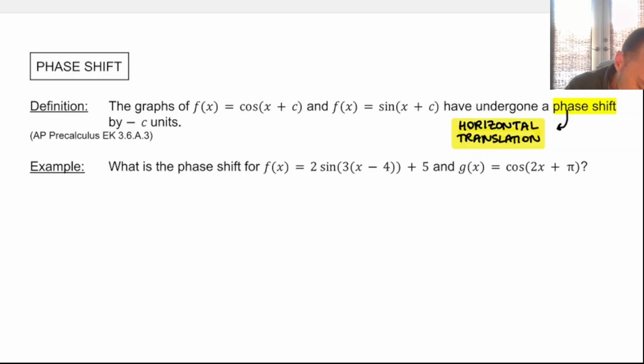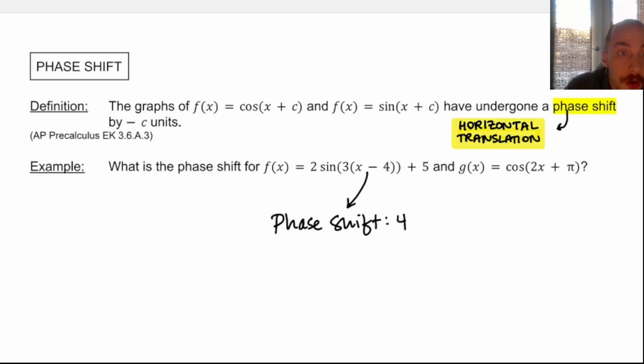Okay, so what is the phase shift for f of x equals 2 times the sine of 3 times x minus 4? We'll go back to the definition. Phase shift by negative c units, so that would be negative of negative 4, is phase shift 4 units. And then over here, this is something different. And I think I'm going to even switch up my color of pen just to remind you about it.